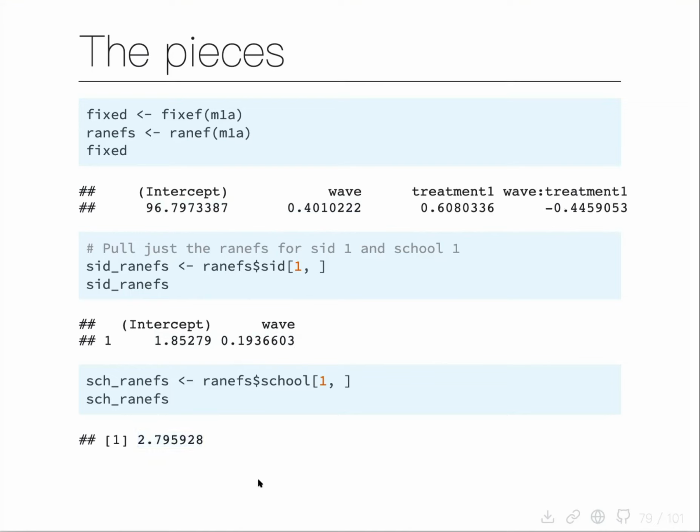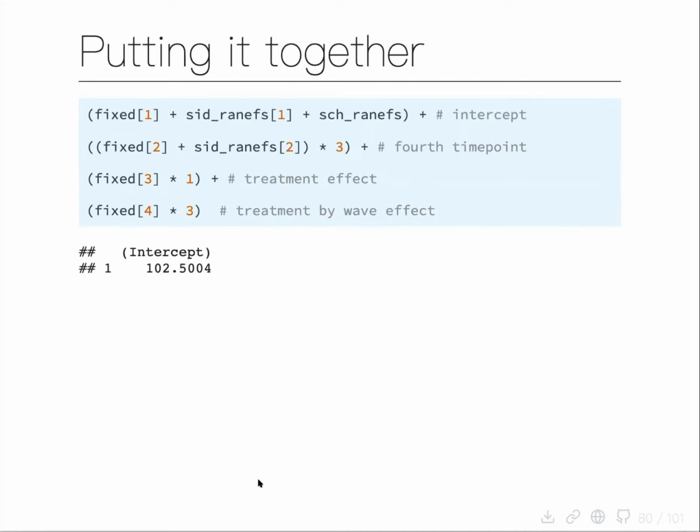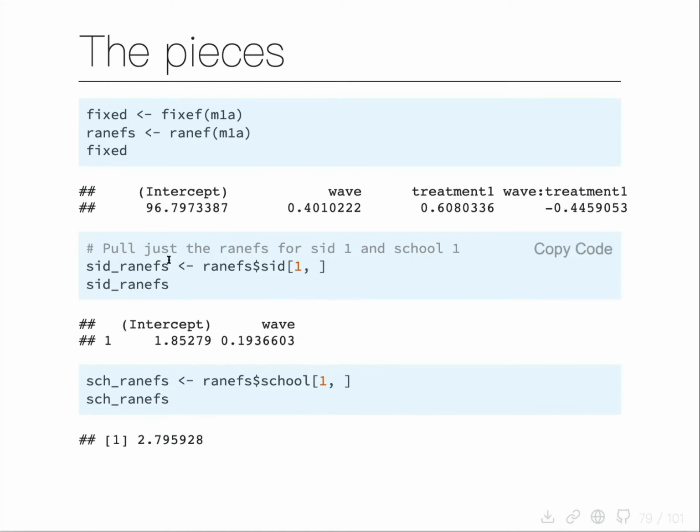Okay, so now we're gonna make predictions for the fourth time point, okay? So we're gonna do it like this. Notice back here, sorry, that I've stored all of these things in elements. So here's fixed, it's all of my fixed effects. If I say fixed bracket 2, I'll get wave, right? If I say fixed bracket 4, I'll get this interaction piece, okay? And then this is SID ranfs and this is school ranfs.